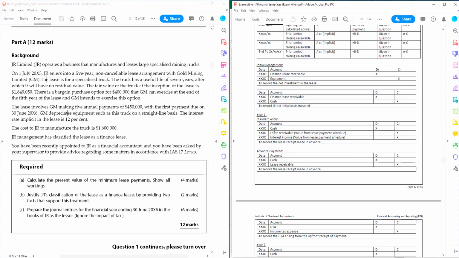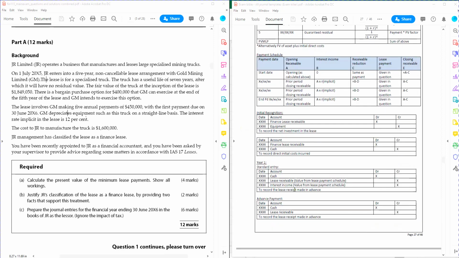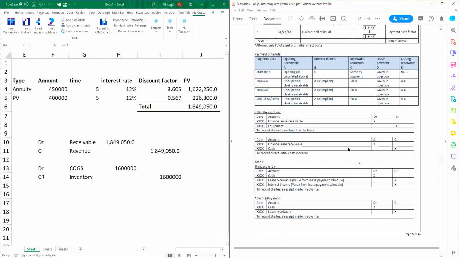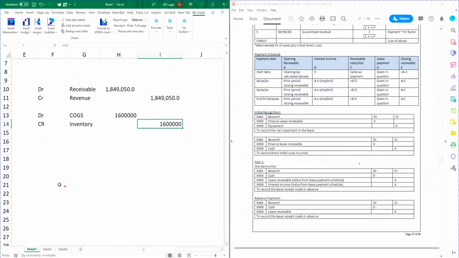So first of all, we want to debit cash for the 450k. Okay, so what actually goes in here? Lease receivable and interest income. It's the same way you'd calculate a loan, right? So you'd use this payment schedule up here. Let me just bring this over here. Ordinarily you do this for every single year, but just for the sake of speed, we don't need to do every single year. We only need the first year's payment.